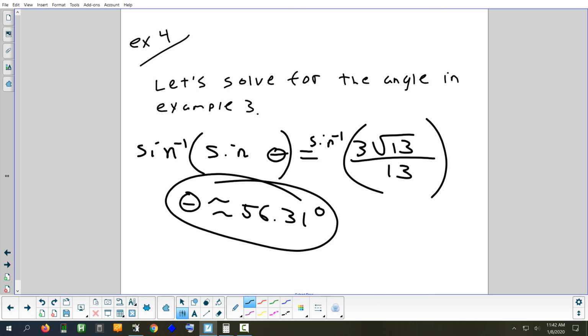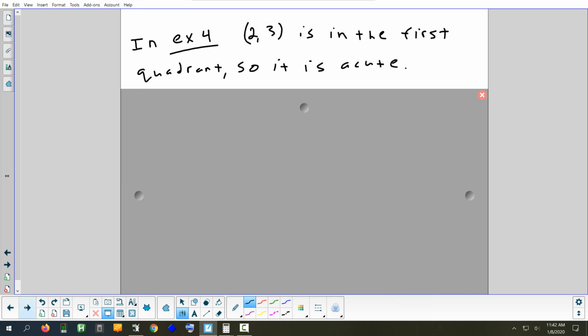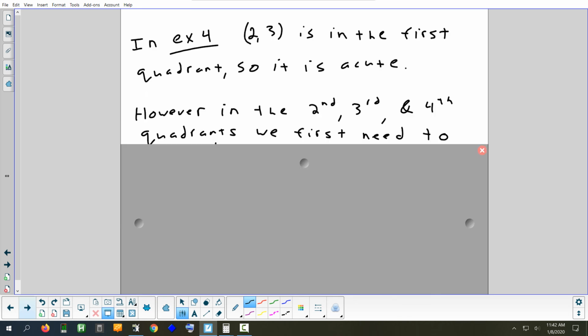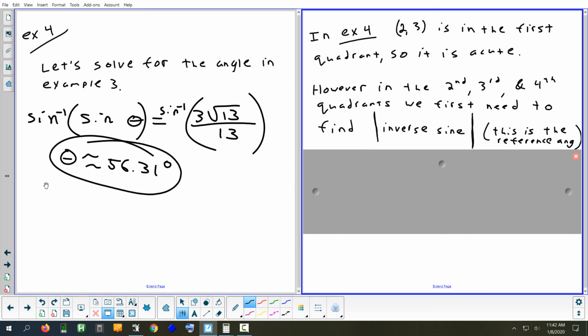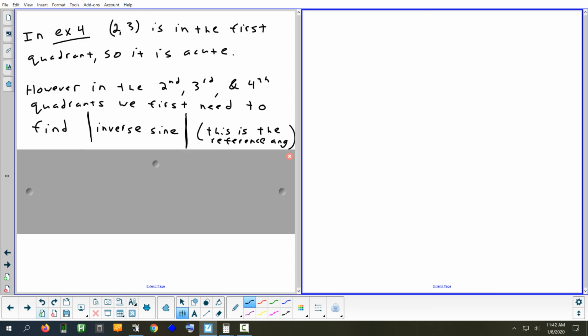So kind of like just what we did before. Now, that one was a little bit easier because it was in the first quadrant. What you always want to do is what we just did first. Use the inverse sine. That will tell you the angle. But what it's really going to tell you is what's called the reference angle. Let me draw what the reference angle looks like.